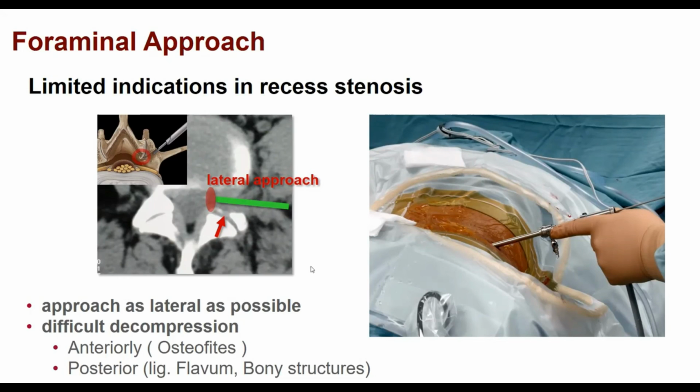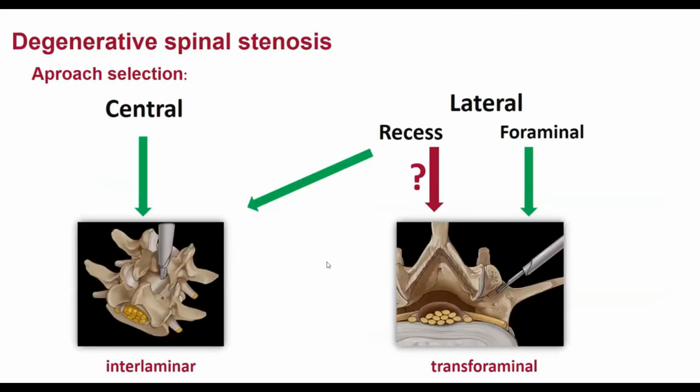Then, in case of compression of the recess, we choose the interlaminar approach. Again, as a summary, for central stenosis, in our philosophy, we prefer the interlaminar approach. Definitely, you need to go to the contralateral side. And if there is a lateral stenosis in the recess, we prefer interlaminar, not foraminal.